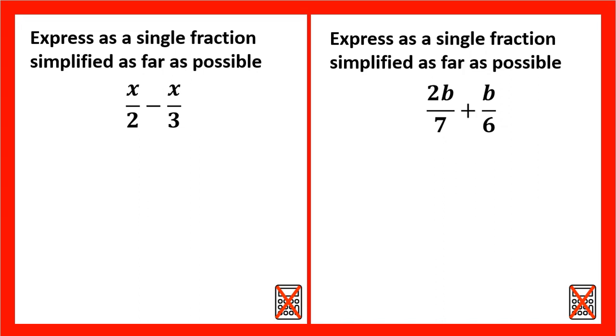For the first question, we have x over 2 take away x over 3. A common denominator of 2 and 3 can be found by multiplying these together. It will be helpful if we can find the lowest common denominator each time. That would be the same as the lowest common multiple of 2 and 3, which in this case is still 2 times 3, which is 6.